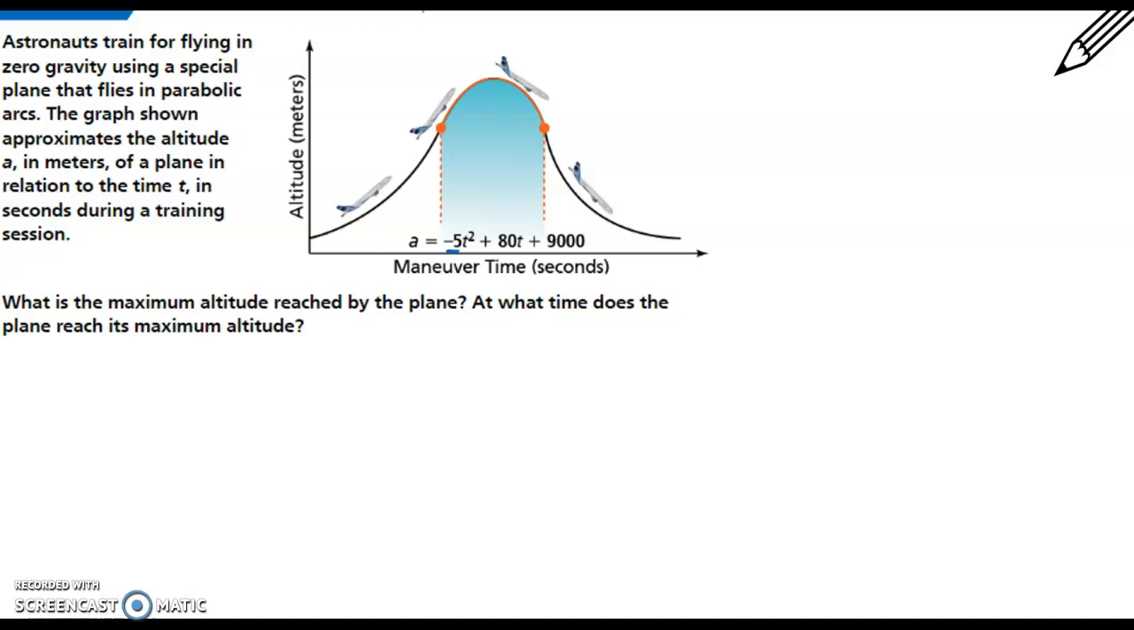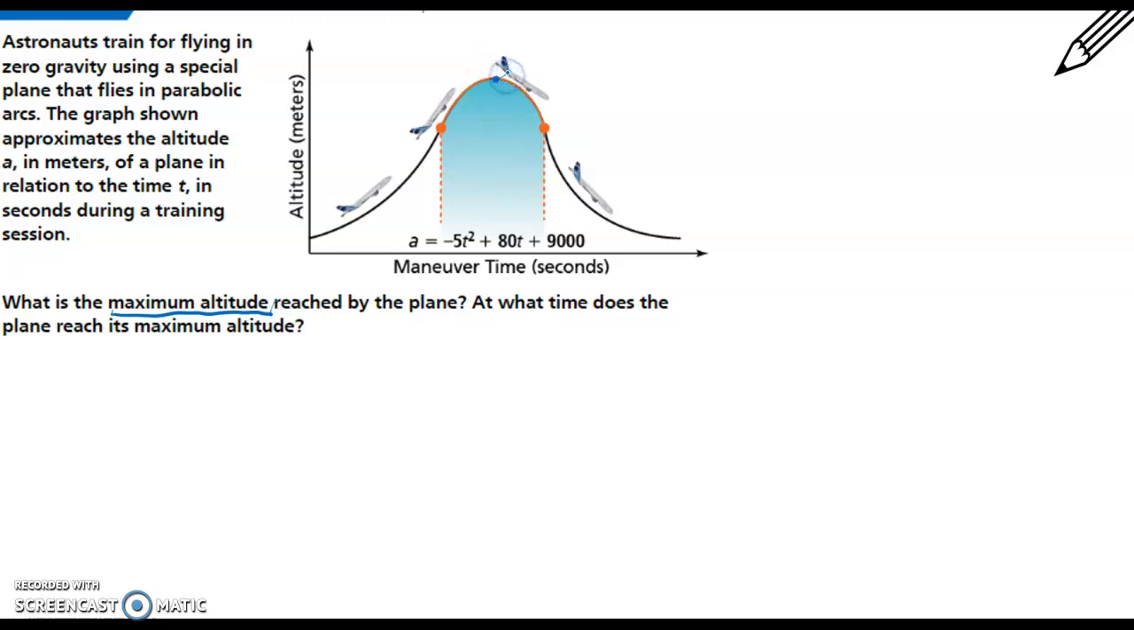So this is a problem about astronauts. I don't know if you know this, but you can fly an airplane in kind of an upside-down parabola shape, and there's a certain amount of time in there when the people inside of the airplane feel what zero gravity feels like, and that's how we train astronauts. Okay, so they're asking what is the maximum altitude reached by the airplane.